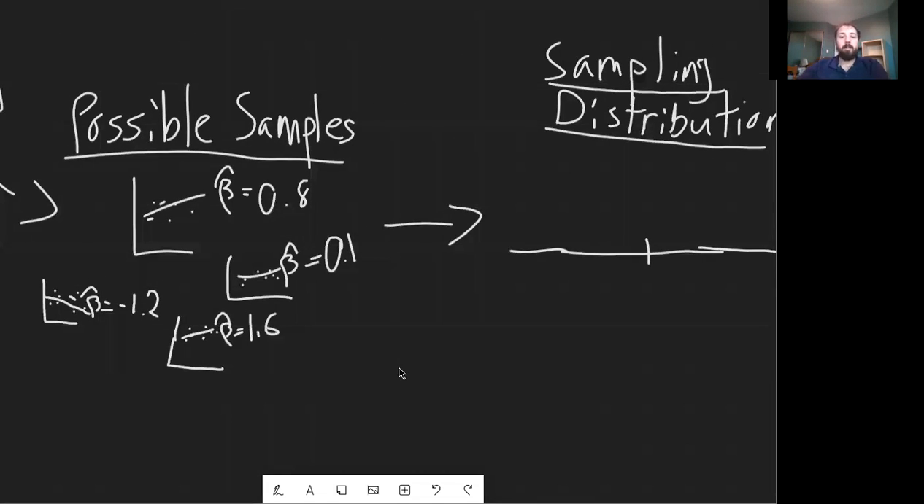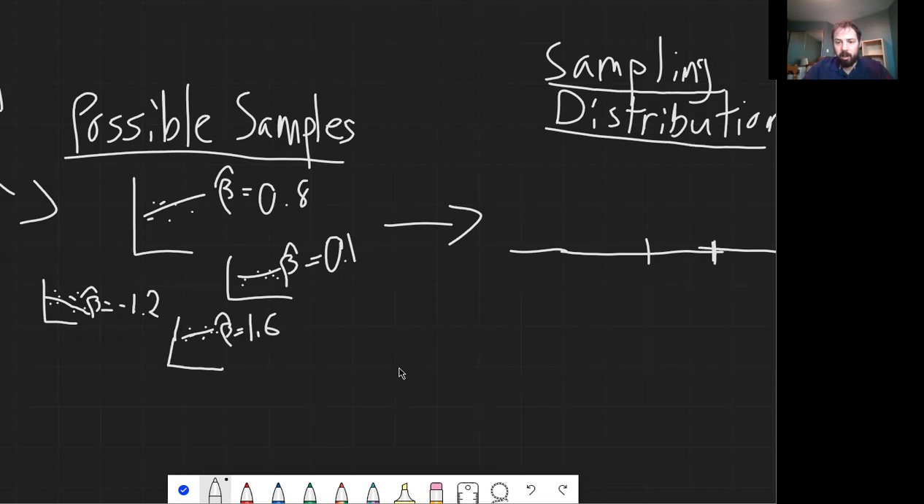From these possible samples, we get a sampling distribution. So this is assuming that the slope is zero for the population. We got something like 0.8, which I'm going to put here. We got 0.1, 1.6 is one of the values that we got, negative 1.2, and so on. So in this case, 0 is right here. And every time we took a sample from this population, we get a different value of the slope. Just the way random chance works, every time you take a sample, you get a different value.